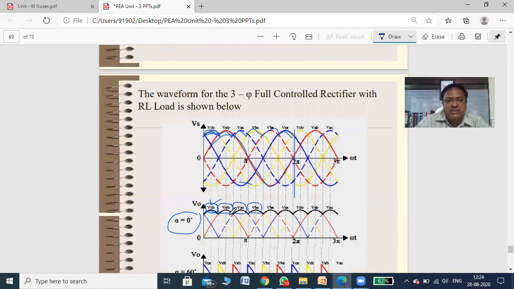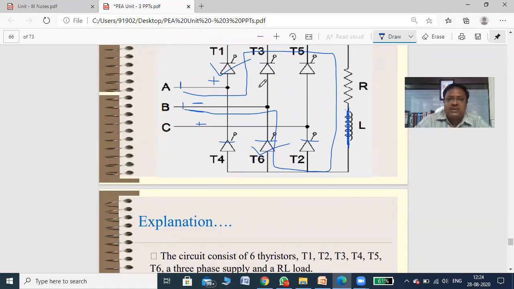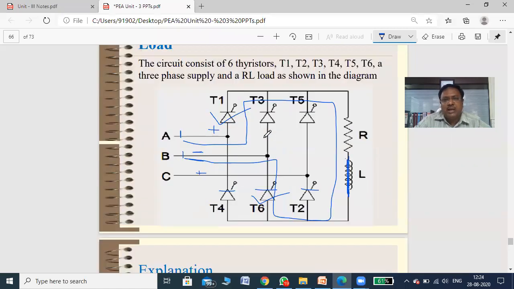Then during the next pulse, VAB, it means that thyristor T6 is still on, but T1 is also on, right? Thyristors T1 and T6. So T5, T6, then T6, T1, then T1, T2, then T2, T3, then T3, T4, then T4, T5, then T5, T6, again T6, T1, and so on, right? So you can see here what I am telling you.